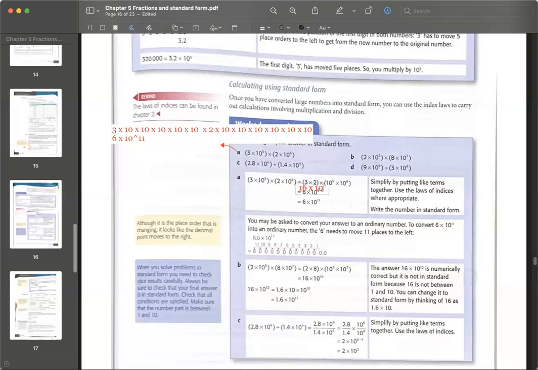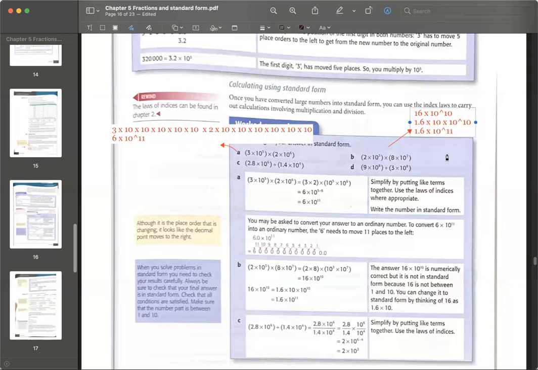However, you will notice that this is not a standard form because the 16 is more than 10 already. So we need to take out a 10 from it. So we move the decimal place by 1. We will get 1.6 times 10 times 10 to the power of 10. That will make it addition again because 10 is a power of 1. So 1.6 times 10 to the power of 11.